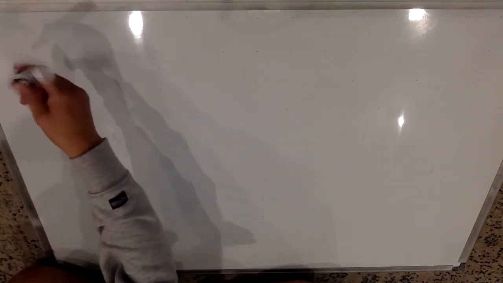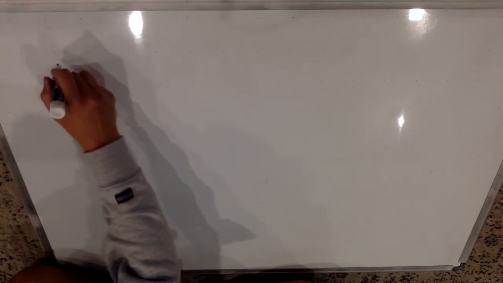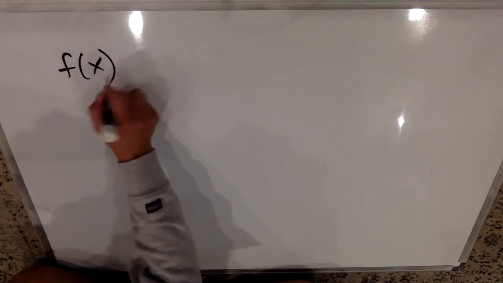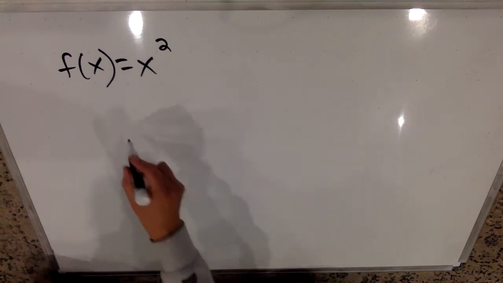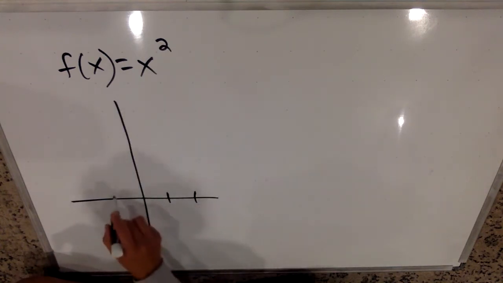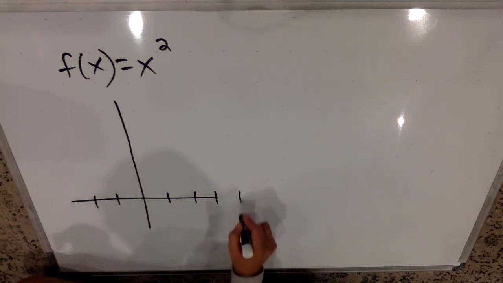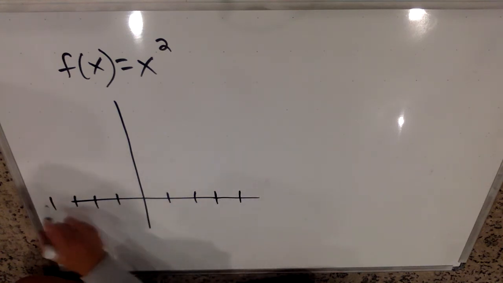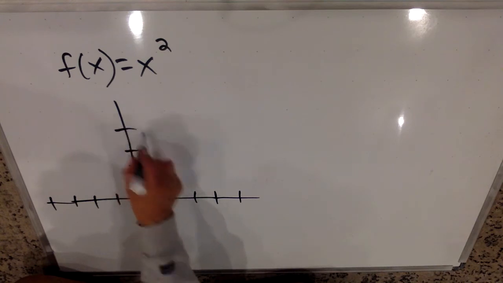So let's talk about x squared. We're going to see a lot of x squared graphs in math, right? Like, it's going to come up a lot. So let's talk about f of x equals x squared. Now, if we were to graph this, 1, 2, 3, 4. That's plenty.